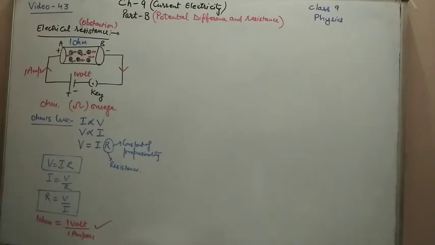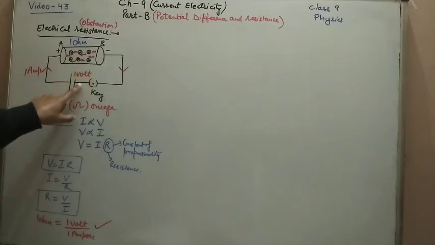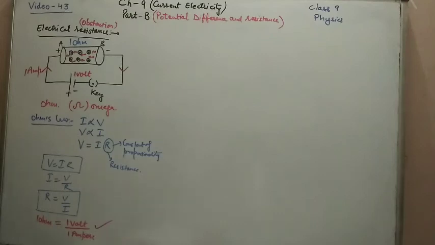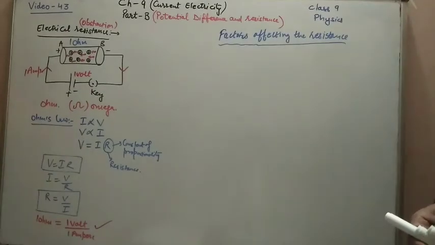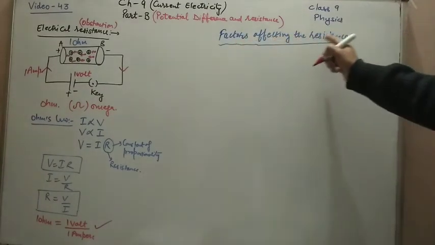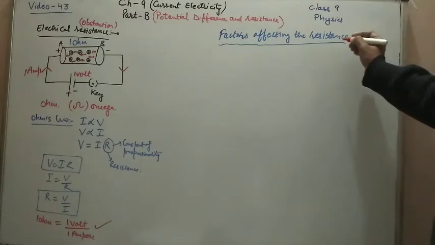So 1 ohm can be defined as the resistance of a conductor if a current of 1 ampere flows through it when the potential difference across its ends, that is A and B, is 1 volt. After that, a very important part, that is the last concept of the B part of current electricity, that is factors affecting the resistance of a conductor.